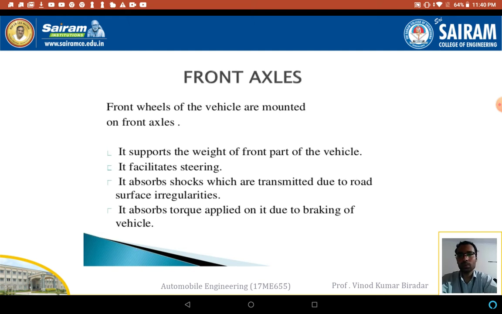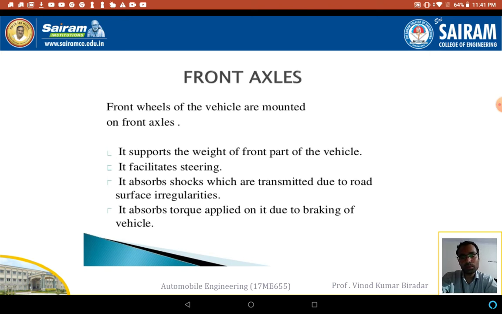Normally the front wheels of the vehicle are mounted on the front axle. As the name indicates, front means the axles are mounted on the front side of the vehicle. Such axles are called front axles. The main function is to support the weight of the front part of the vehicle. It will sustain the weight we put on the vehicle. Second, it facilitates the steering system, and it absorbs the shocks transmitted due to road surface irregularities.